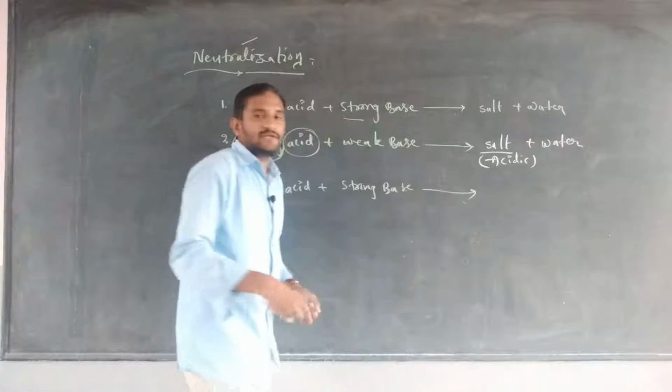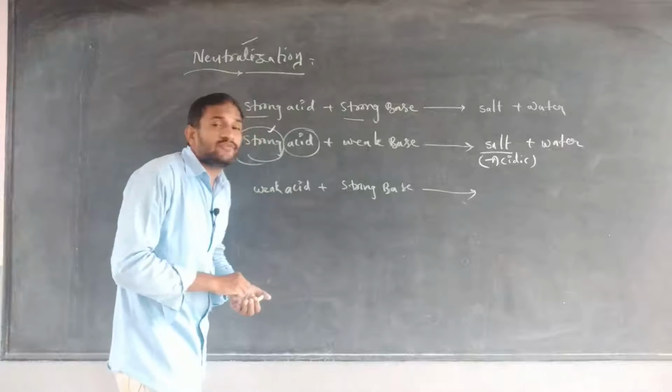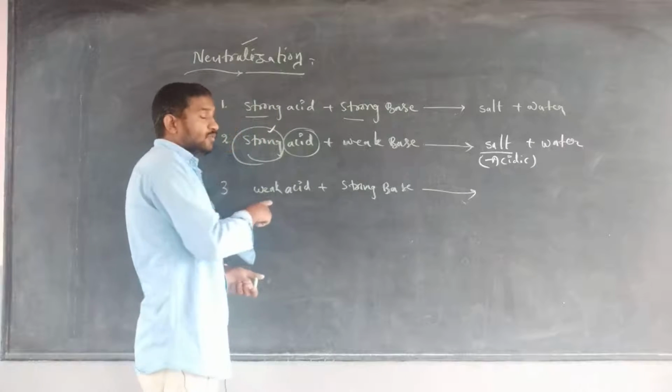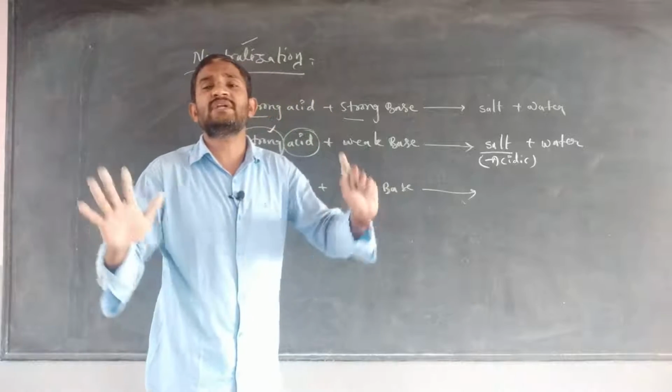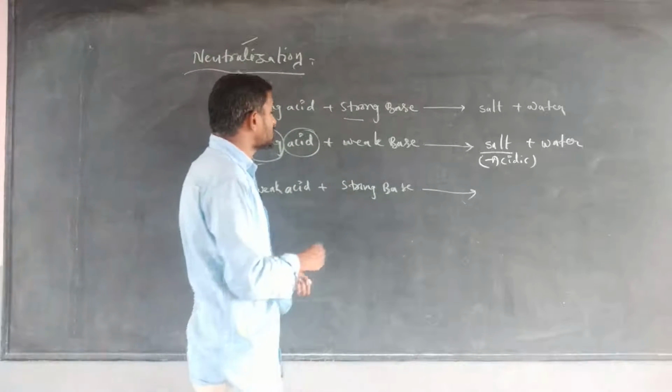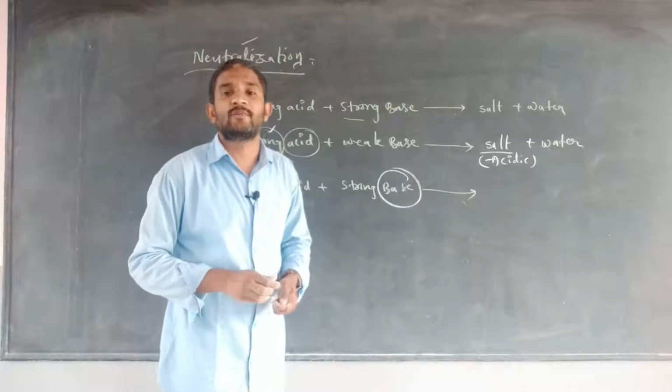Weak acid and strong base we have to take. Third reaction. Which is weak? Acid is weak. Which is strong? Base is strong. Who is the dominator here? Base is the dominator. Yes, base is the dominator.